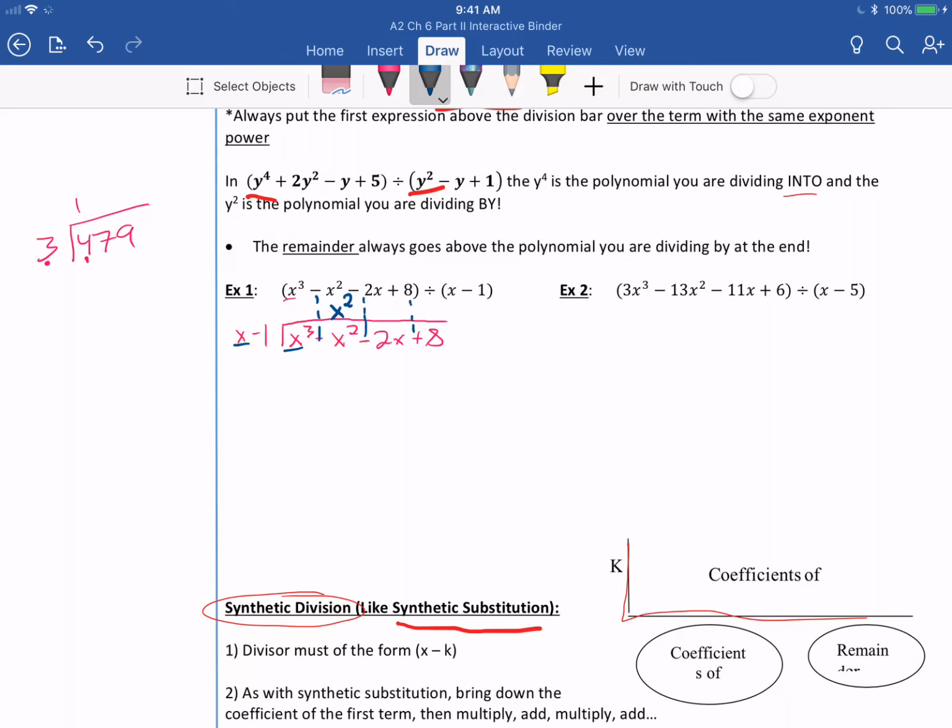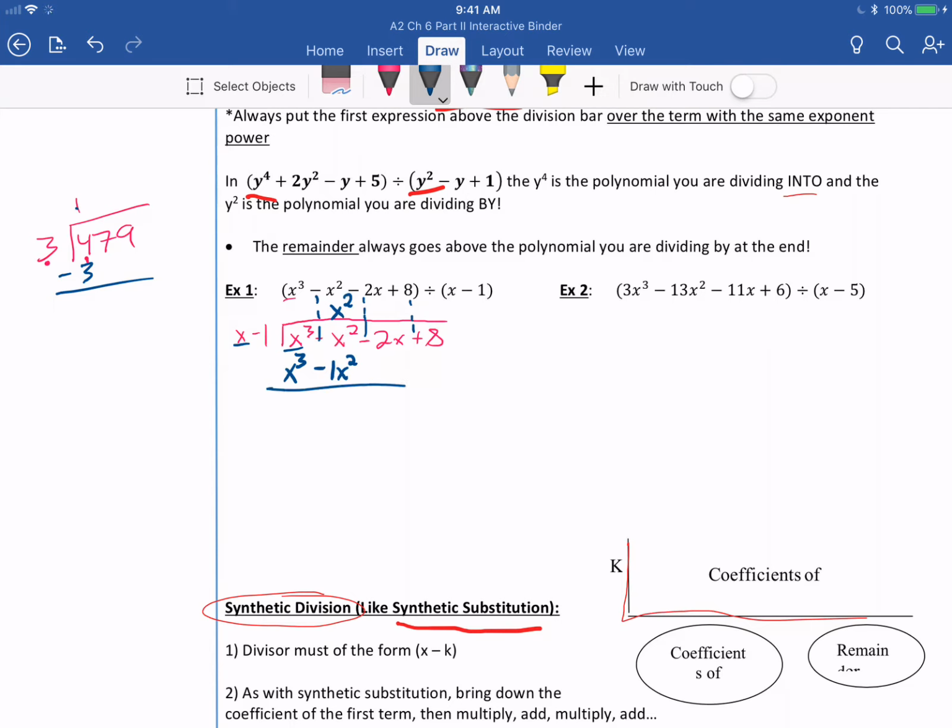Now if I go back over this example over here, I would take my 1 times my 3 to give me 3, right? And then I'm going to subtract straight down. Same thing here. I take my x squared and multiply it by this whole x minus 1. So x squared times x is x cubed. Keep it in that column for the x cubed. Now I have x squared times negative 1, so I have minus 1x squared.